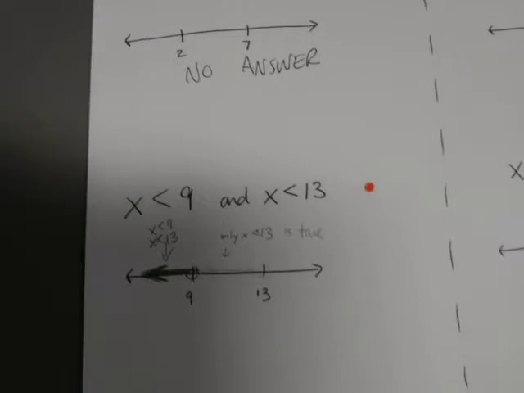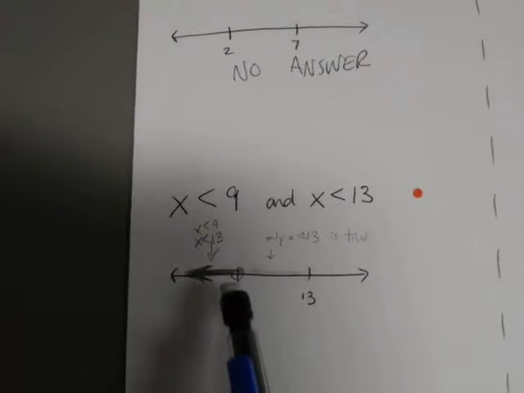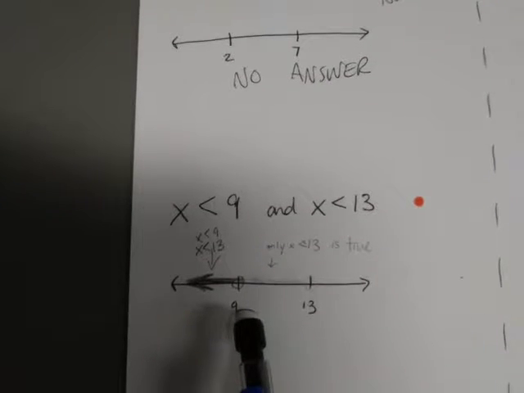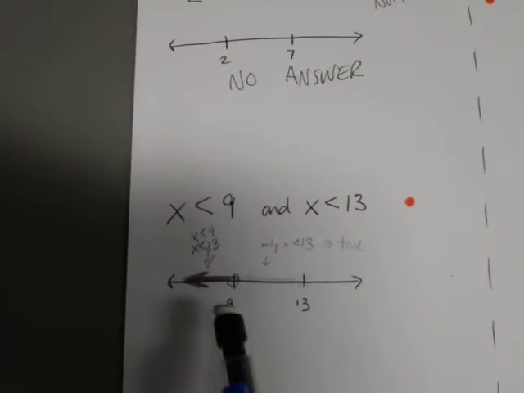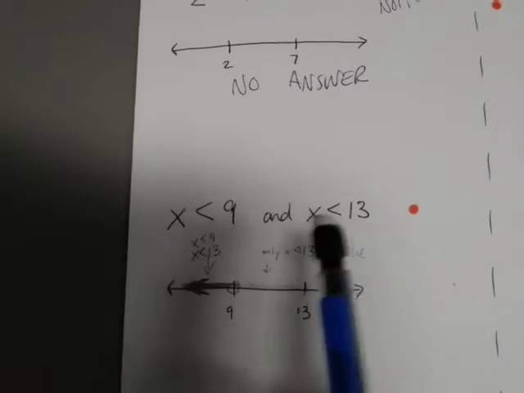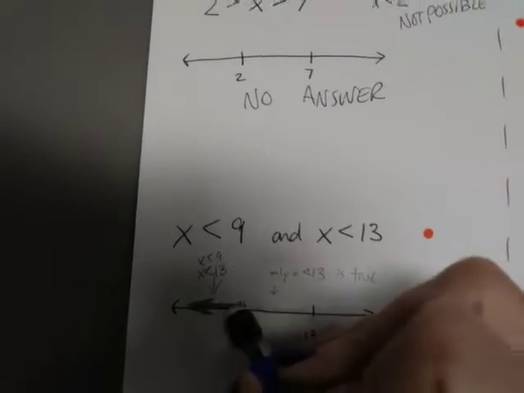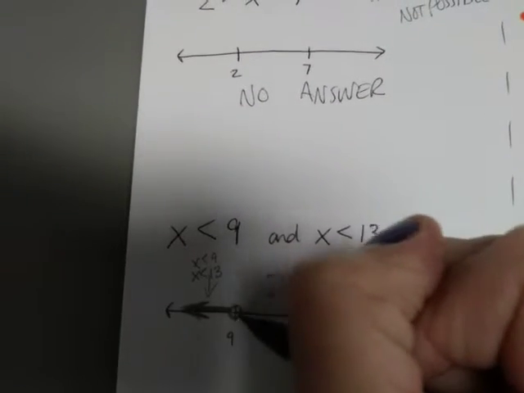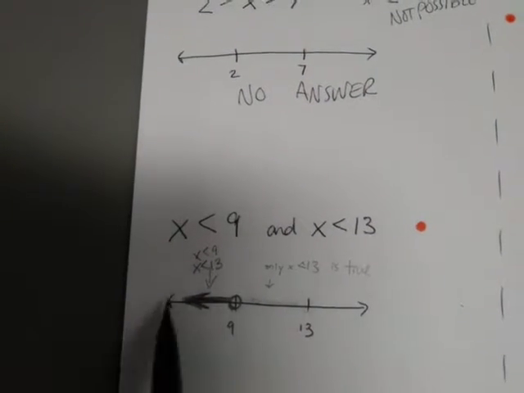So then, also, I need to unfill in my dot. Notice that for this one, 9 is not included, but for this one it is. But because it's not included for both, I can't include it in my answer. So I'm just going to unfill in that circle, redraw it so it's seen. There we go.